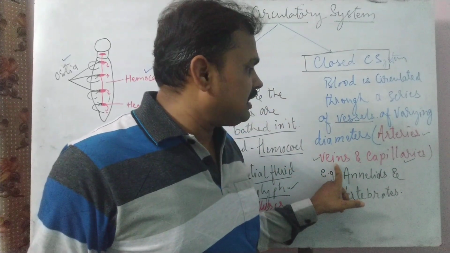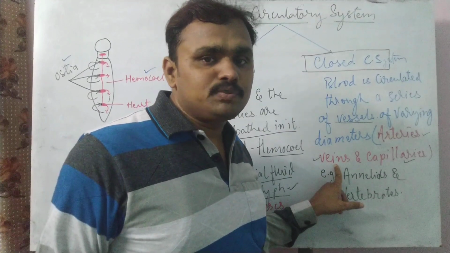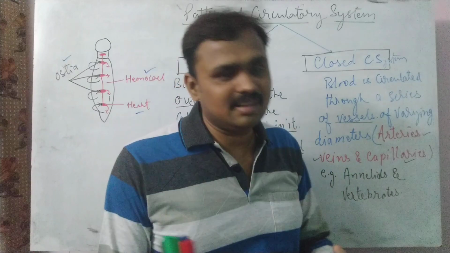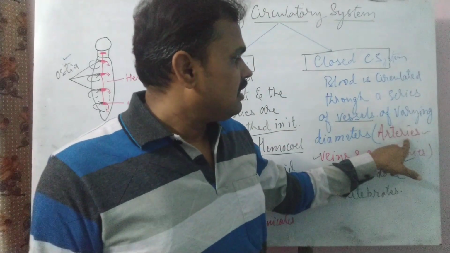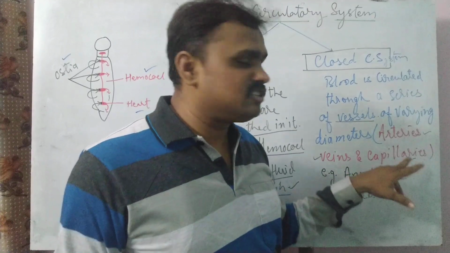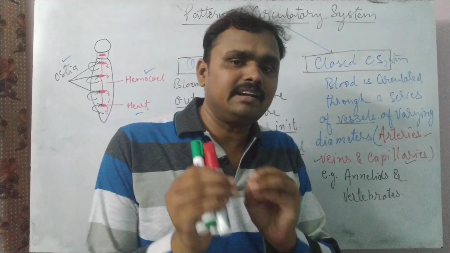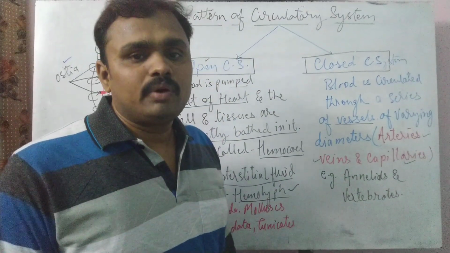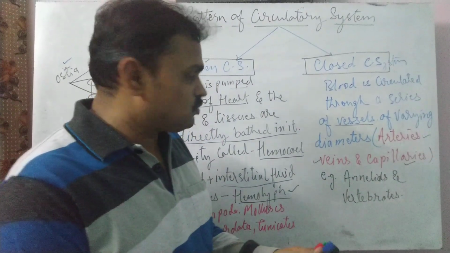Okay, so veins bring the blood and it goes to the pulmonary, that is the lung, where the oxygenation process is done, and again it is carried by the arteries which supply the blood. The capillaries distribute it to each part of the cell, tissue and all. And it is found in what? Annelida and vertebrates.